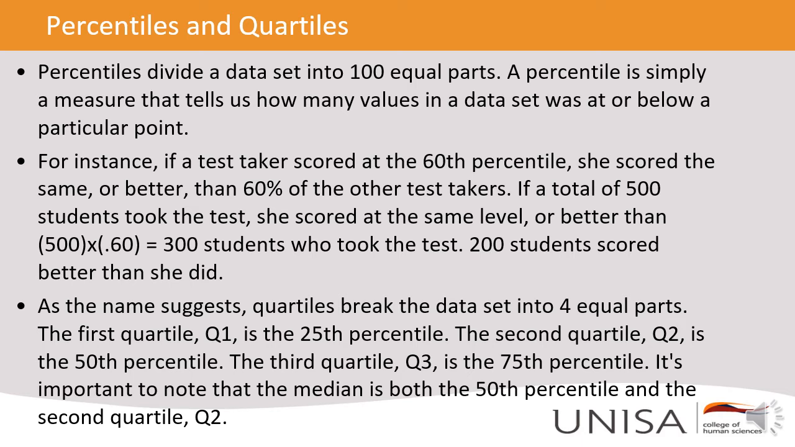As the name suggests, quartiles break a data set into 4 equal parts. The first quartile is the 25th percentile. The second quartile is the 50th percentile. The third quartile is the 75th percentile. It's important to note that the median is both the 50th percentile and the second quartile.